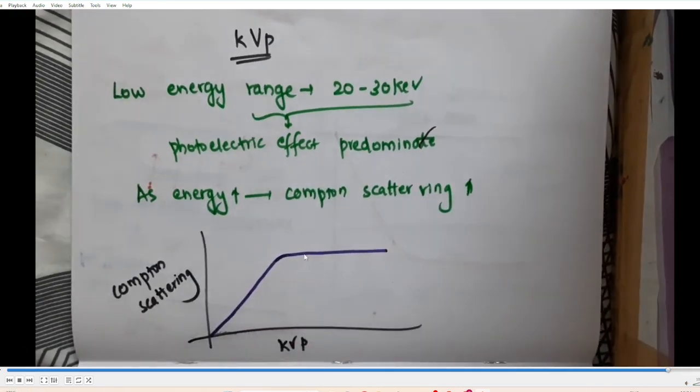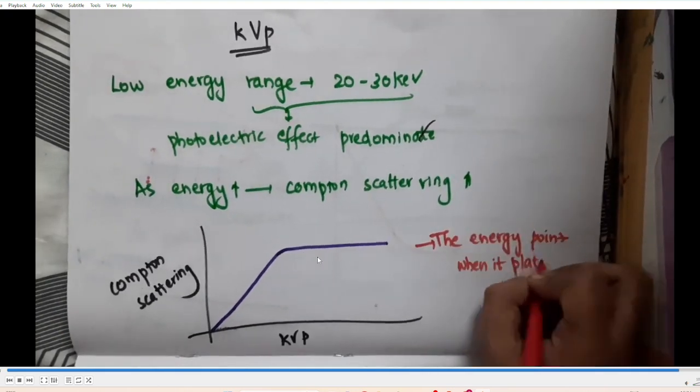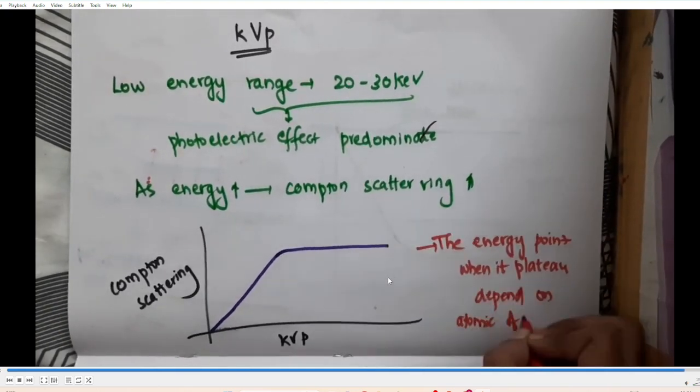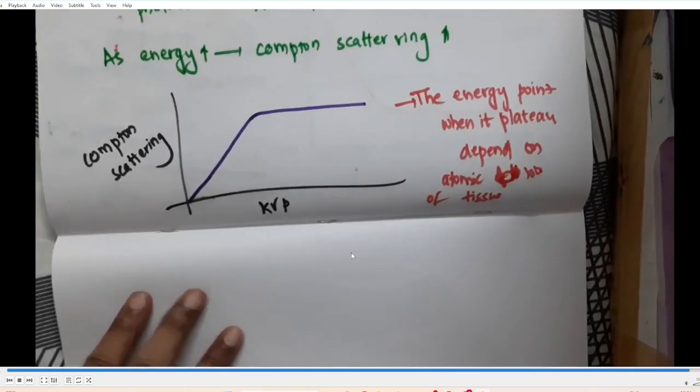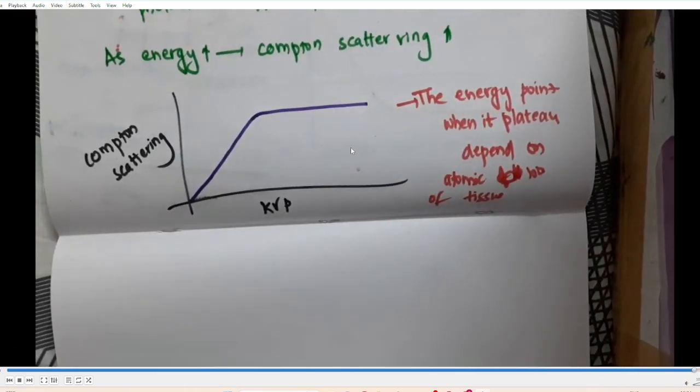After Compton scattering becomes the predominant interaction, scatter radiation production also tends to plateau out, just as it does with increasing field size and part thickness. The energy at which this plateau occurs depends on the atomic number of the tissue. But this plateau is not as well defined as it is with field size or part thickness.